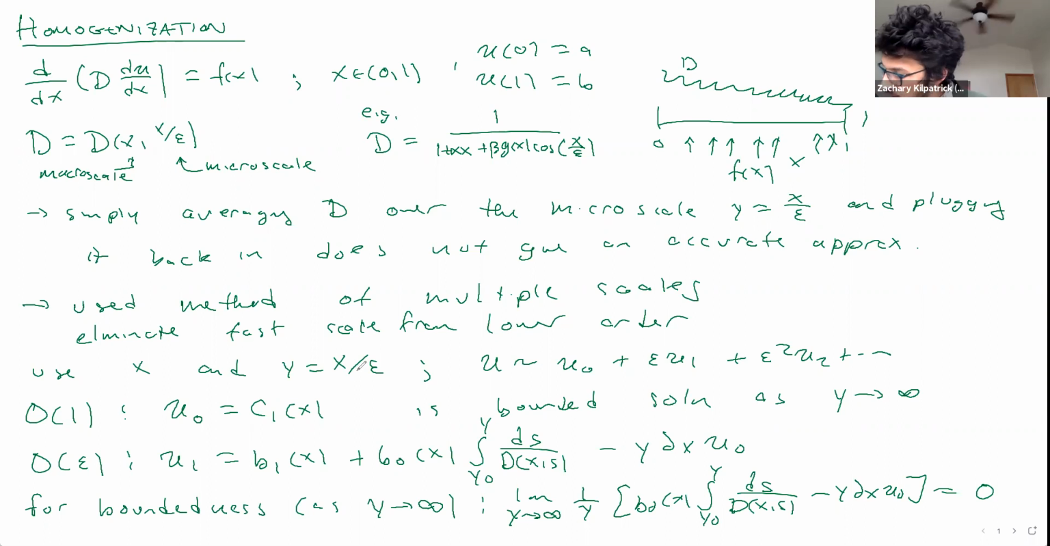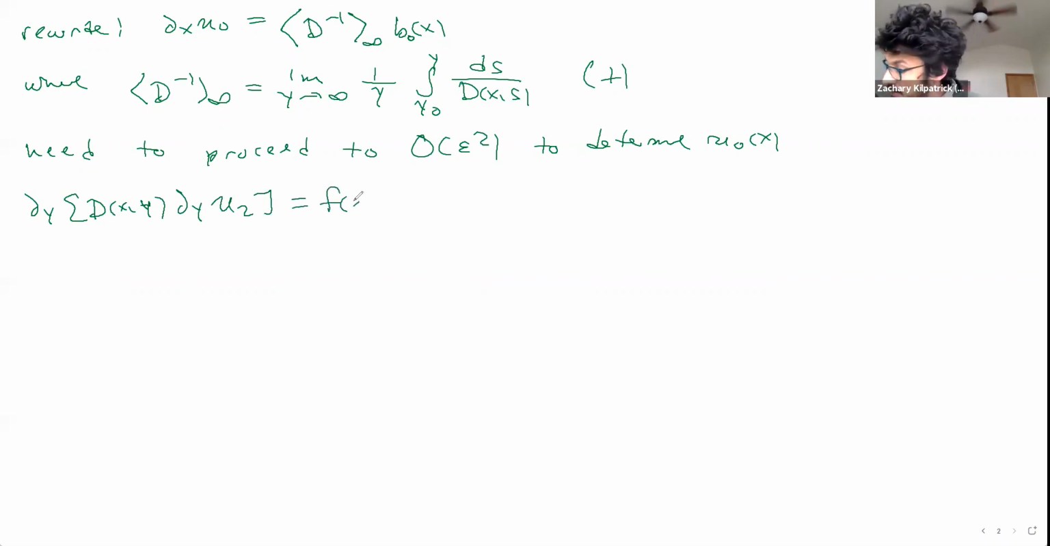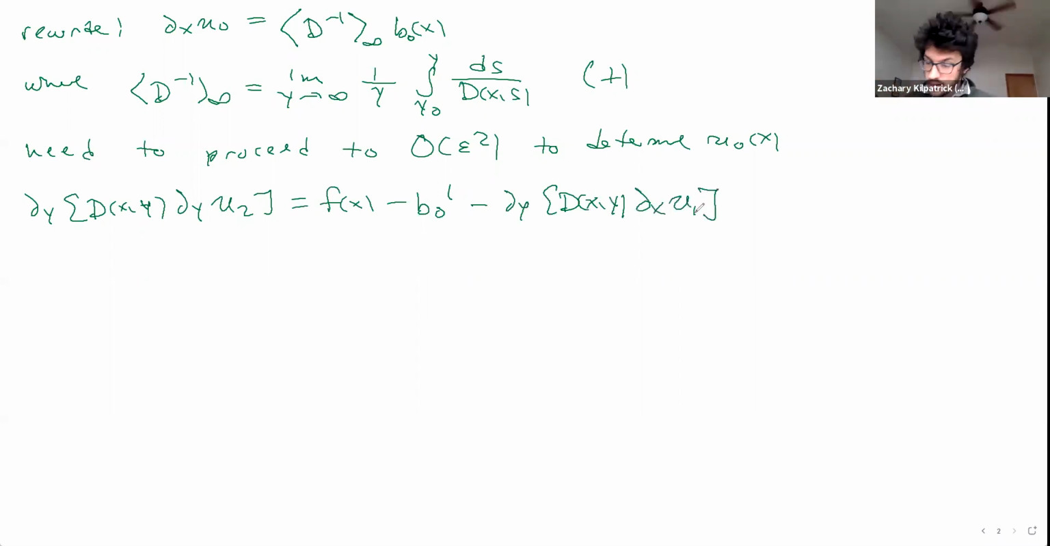So if we take this expansion and plug in this method of multiple scales pair of variables, we wrote out the set of equations. If we collect terms of order epsilon squared, what we find is the following equation with a similar operator to the ones that we had at lower orders. And then we have this inhomogeneity, which is f of x minus b0 prime minus dy dx u1.